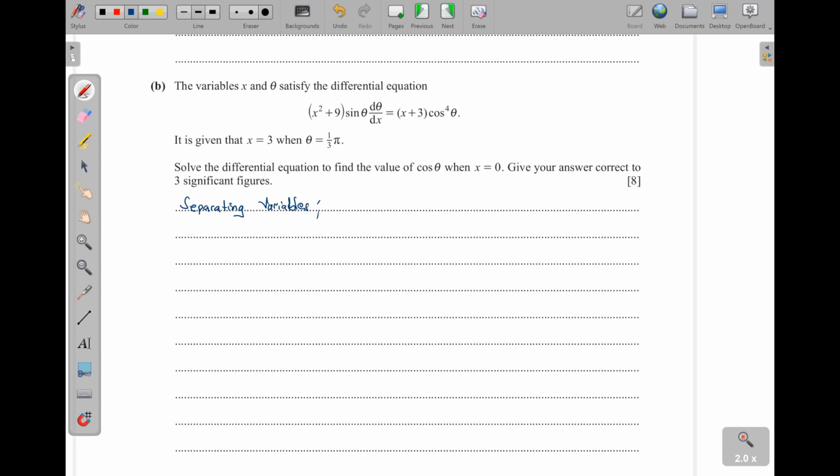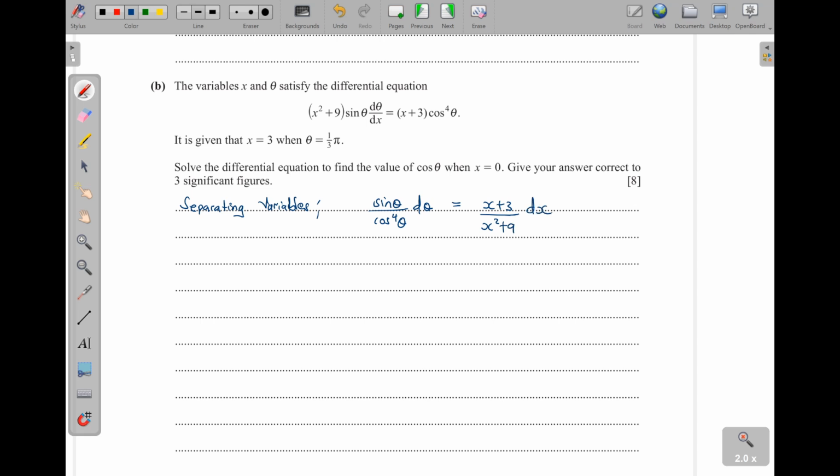Put x on one side and theta on the other side. If I divide through by this, it will come to the other side. Then divide through by this, it will go to the other side. So I will have sine theta over cosine power 4 of theta d theta equal to x plus 3 over x squared plus 9 dx.